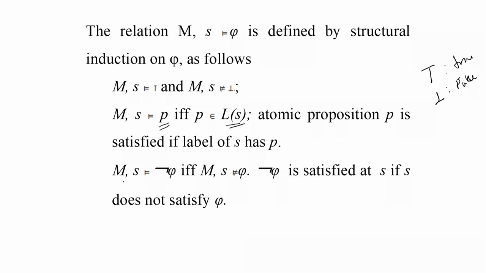Similarly, M, s models not phi. That means not phi is true in the state s, provided phi is not true at that state s, so M, s does not model phi. In that case, we say that M, s models not phi. This is very simple, I think you understand. If this is a state whose labeling function is p, and here it is q, then p is not labeled at that particular state. So here I can say that in this model M, this particular state s1 models not p, because p is not true at that state. So, it models not phi provided it does not model phi.